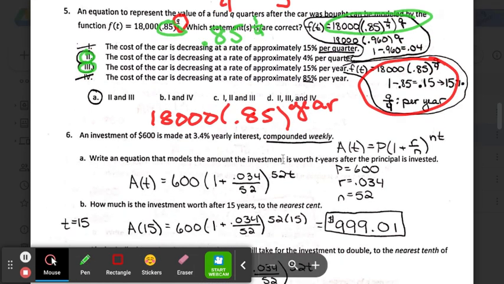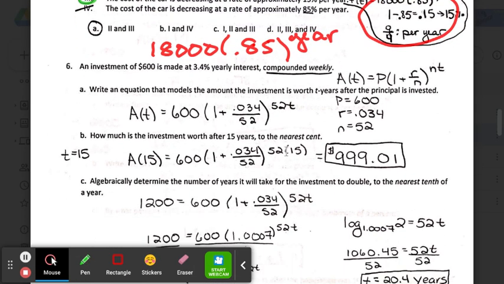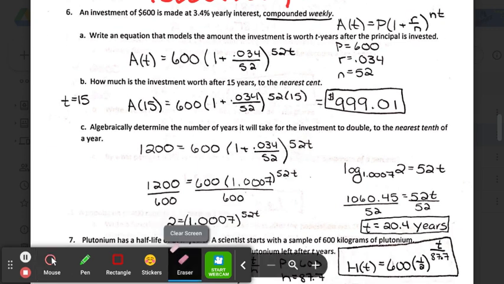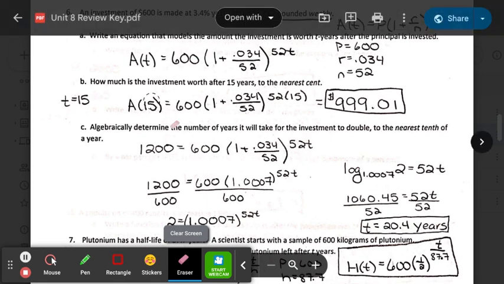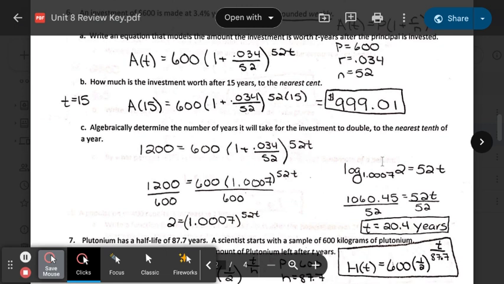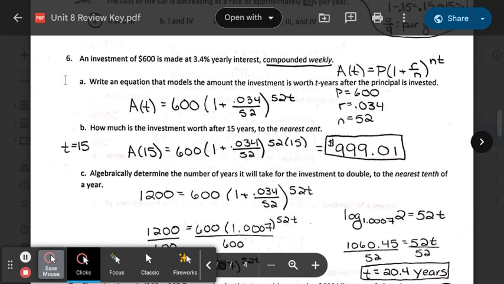Number 6. This is a good one. This is a really good regions question too. It's got multiple parts. It's looking to see if you can set up an equation. It's looking to see if you can solve an equation. It's a good regions one. But what do I know?